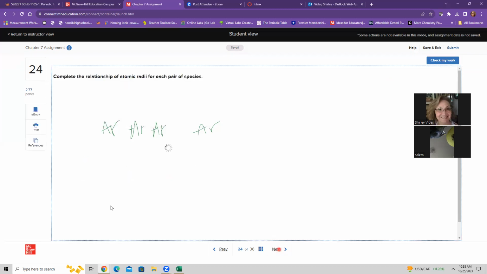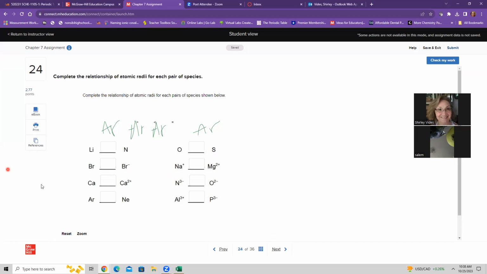All right. Let's clear all this mess. Now here you have to say which one's bigger, lithium or nitrogen. And this is atomic radius. This is easy. You just go to the lithium and you know that's going to be the biggest because it's farther to the left, right? Yeah. And bromine or bromide ion. See, this is where it gets bigger. The bromide ion gets bigger.